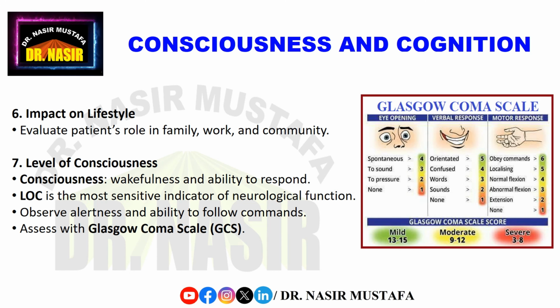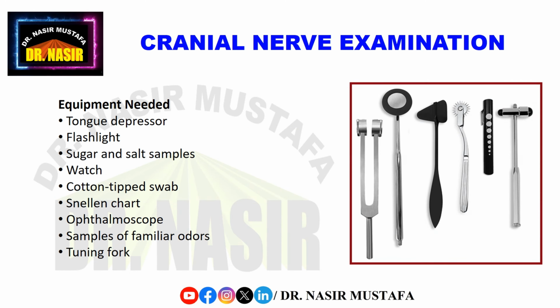The level of consciousness is the most sensitive indicator of neurological function and can be measured using the Glasgow Coma Scale. For the neurological examination, you will need some basic equipment: a tongue depressor, flashlight, sugar and salt samples, a watch, cotton-tipped swab, Snellen chart, ophthalmoscope, familiar odors, and a tuning fork.